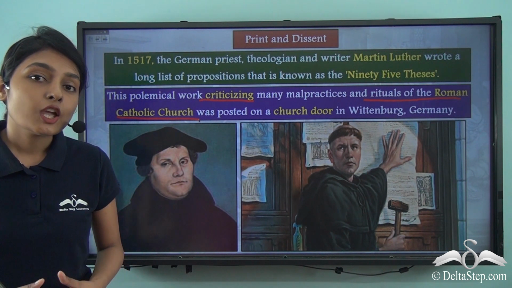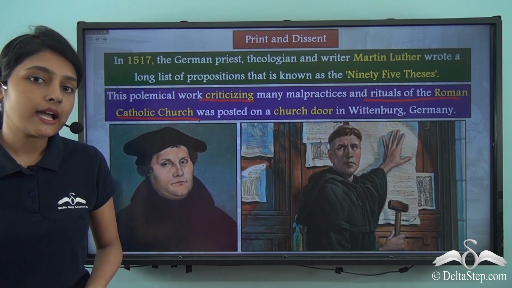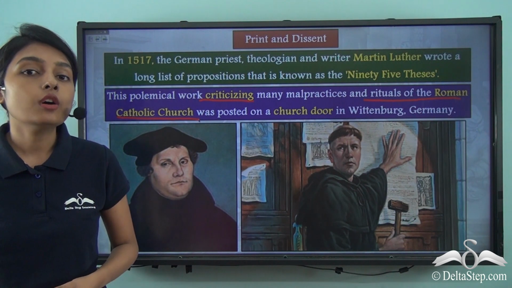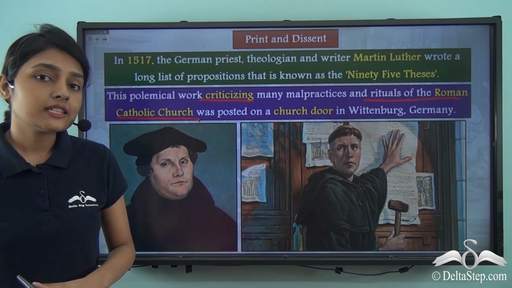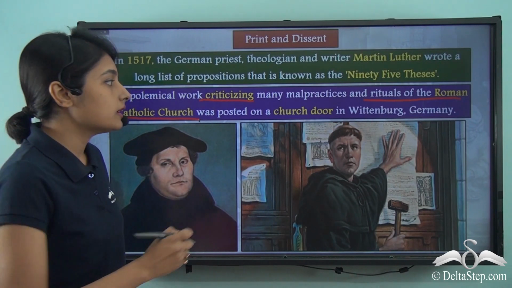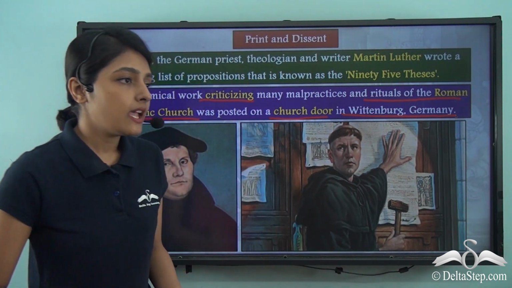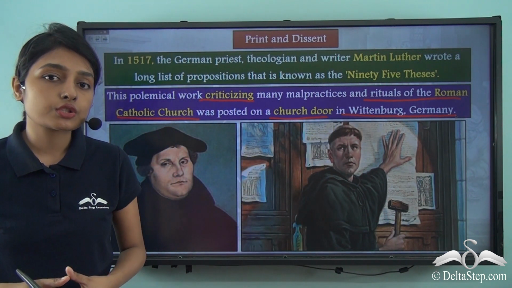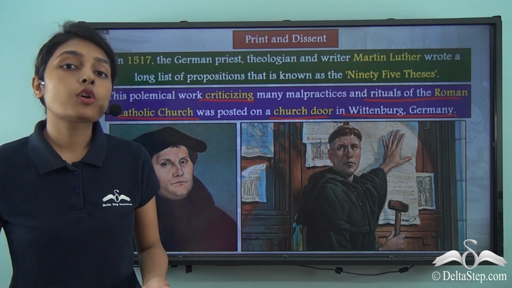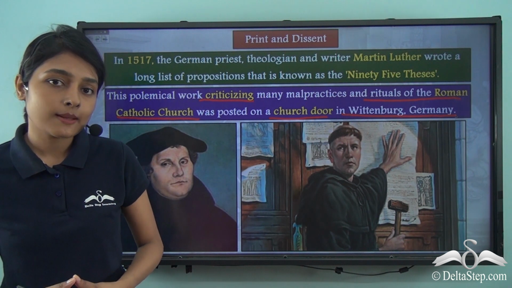And finally, with the print technology facilitating the spread of new ideas, Martin Luther wrote the 95 Theses. A copy of the 95 Theses was posted on a church door in Wittenberg, which is in Germany. Now, by posting the 95 Theses on a church door, Martin Luther called the church for a debate and discussion with him.